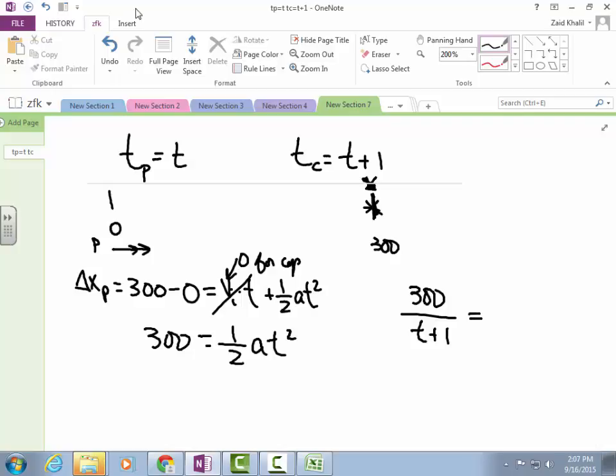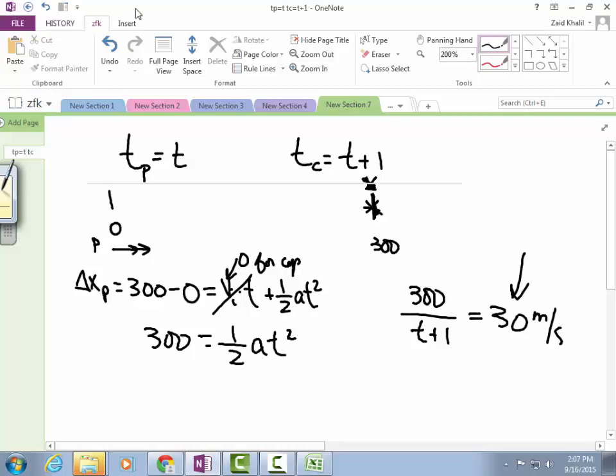And what's his velocity? 30 meters per second. That's his speed, or his velocity. And so therefore, we can use this to solve for t. What do we get? We get 300 divided by 30 is equal to t plus 1. Which tells us that t equals 9.